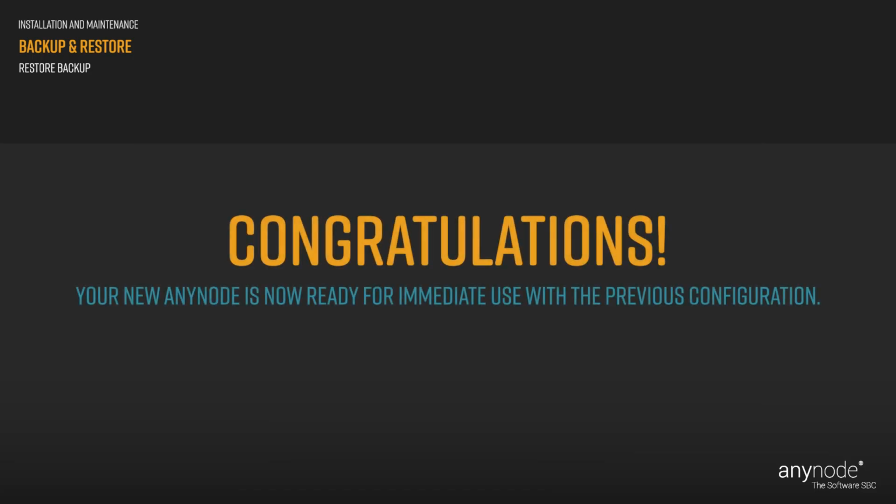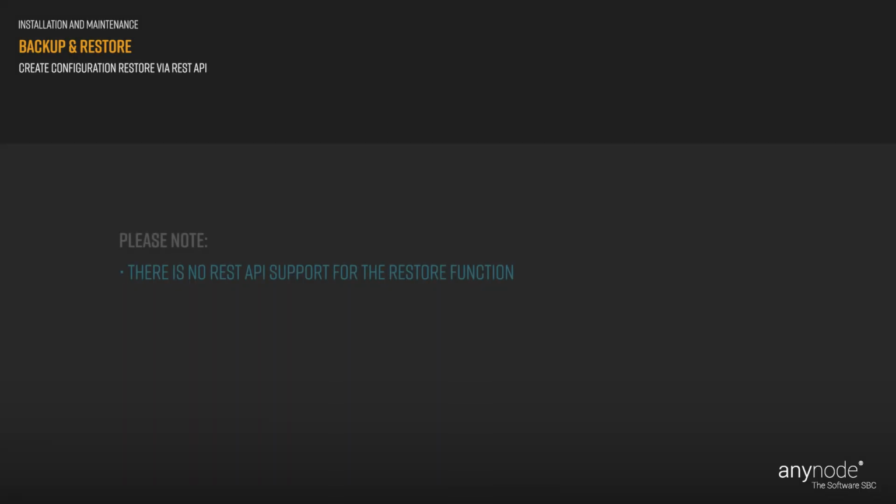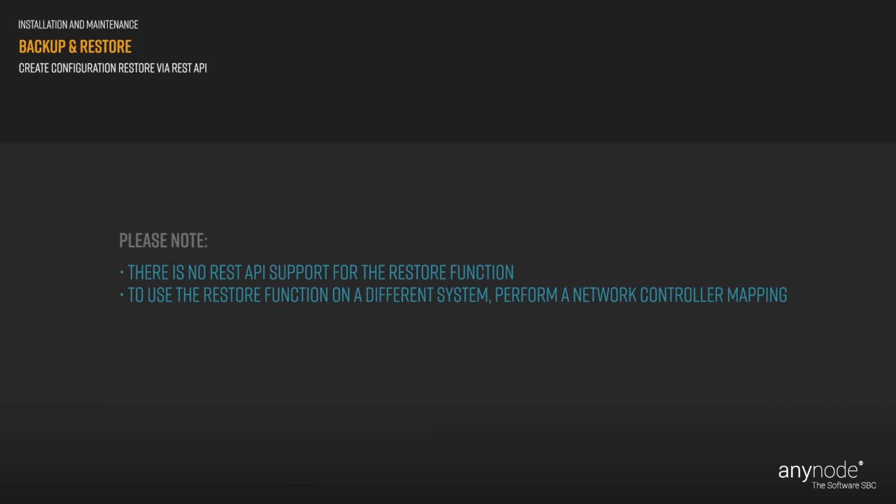Congratulations, your new anynode is now ready for immediate use with the previous configuration on the new hardware. Create configuration restore via REST API. At this point, we want to emphasize that there is no REST API support for the restore function. If you want to use the restore function on a system different from the one where the backup was created, you must perform a network controller mapping in the anynode frontend. This functionality is not available via the REST API.